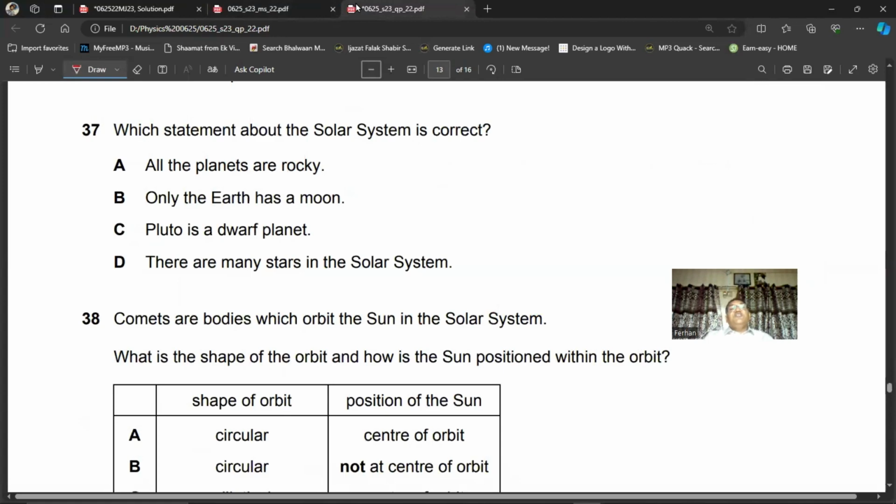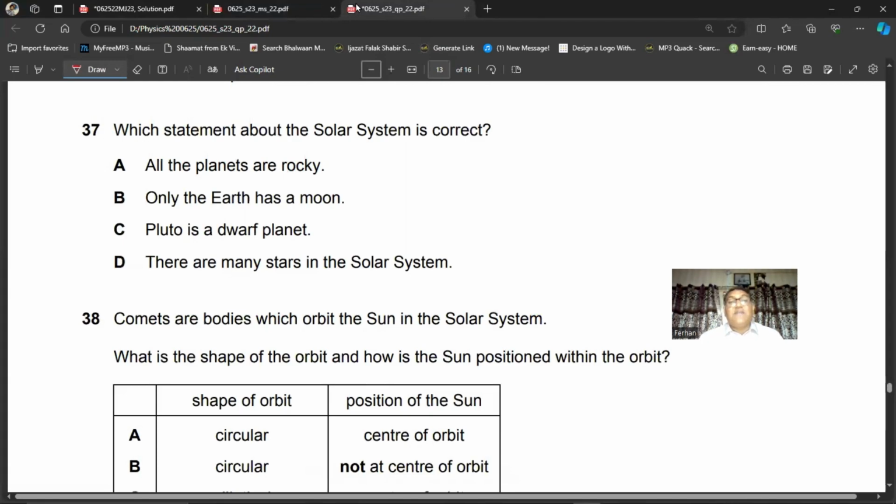Okay, so he says, which statement about the solar system is correct? All planets are rocky? No. The first 4 planets are rocky, rest of the planets are gaseous. Only the Earth has a moon. No. Other planets also have moons. They have more than one moon. Pluto is a dwarf planet.